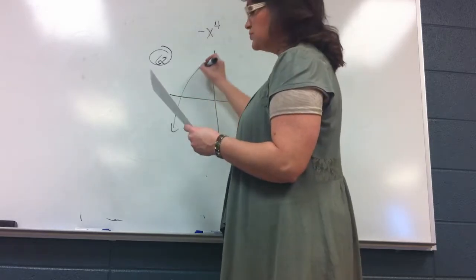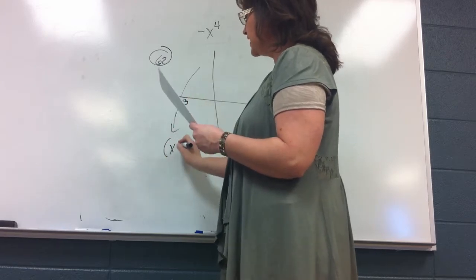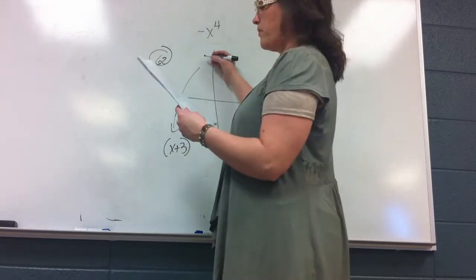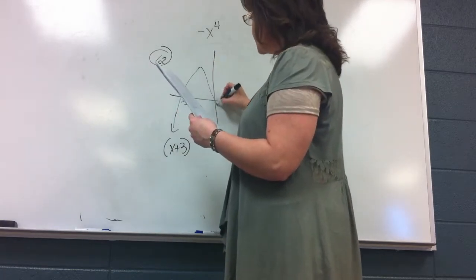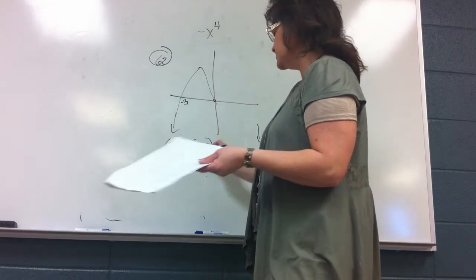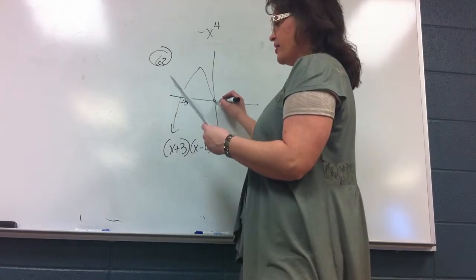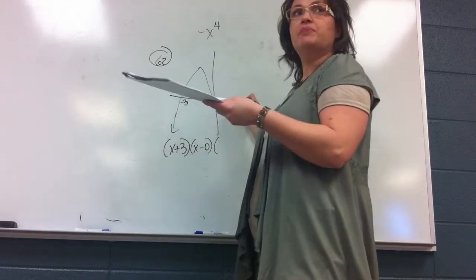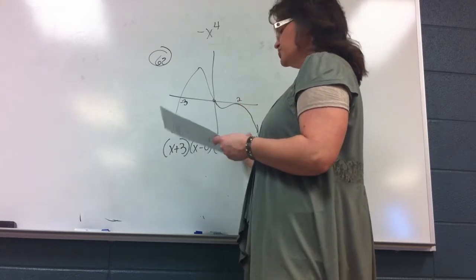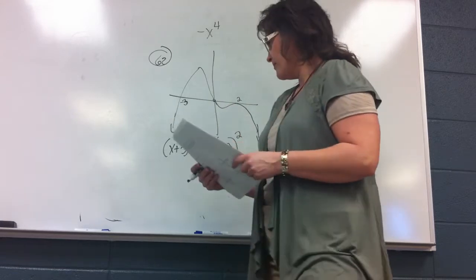This thing cuts through at -3, which means it must have been an x plus 3 when it was in factored form. Then it turns around and goes through 0. So that would be x minus or plus 0, which is just the x. And then it goes back up and bounces. Notice it bounces off 2. That would be x minus 2, and because it bounces, it's squared. It has an even multiplicity.